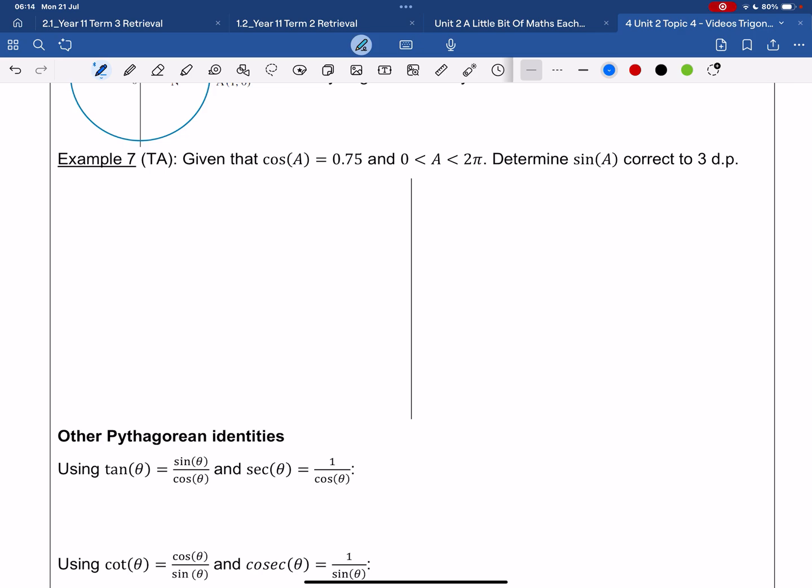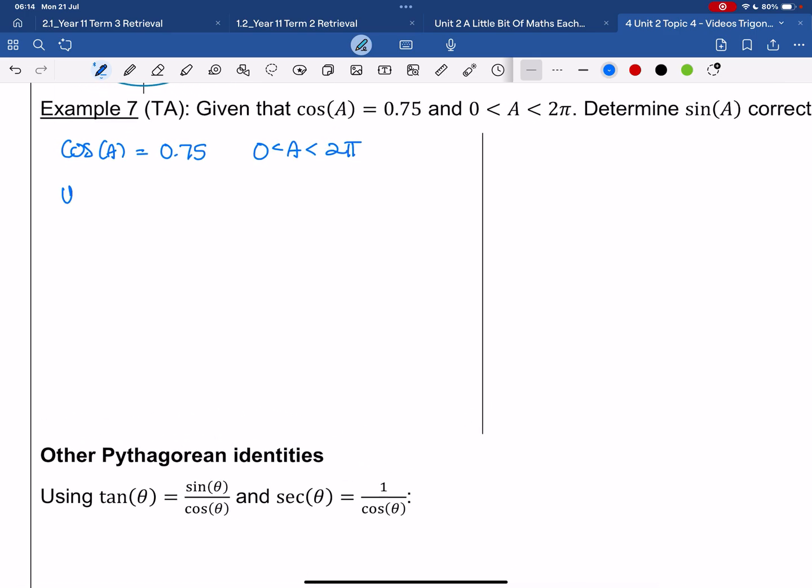We've been given that cos of A is 0.75, A is between 0 and 2 pi, and I need to determine sine of A correct to 3 decimal places. So I've been given that cos of A is 0.75, and I'm interested in A between 0 and 2 pi. Let's see what happens when I use this Pythagorean identity.